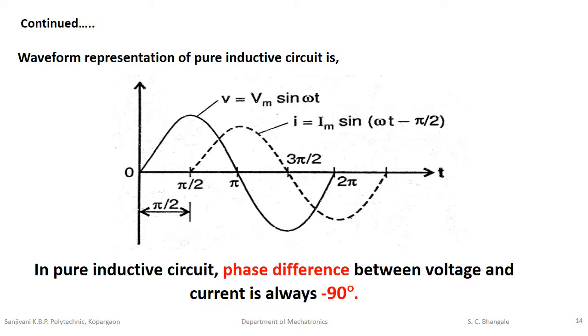If you see these two waveforms carefully, the starting point or origin of the waveforms is at a different position or location, so we can say that in a pure inductive circuit the phase difference between voltage and current is minus pi by 2 or minus 90 degrees.